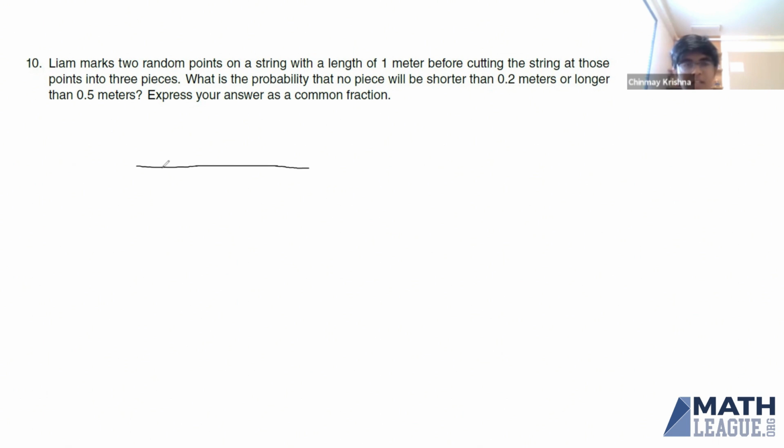So if he's picking 2 points, we can call those points, let's say, X and Y. So what we can do is put X and Y on 2 axes to show all the possibilities of how he could cut the string. So it ranges from 0 to 1 on both. So the total possibilities is 1 times 1.